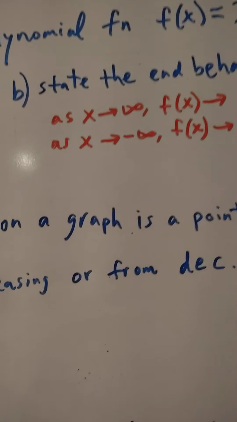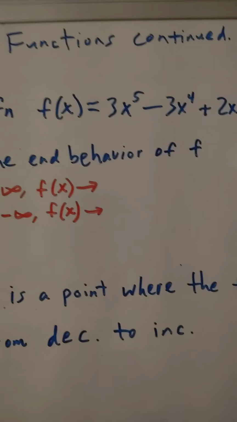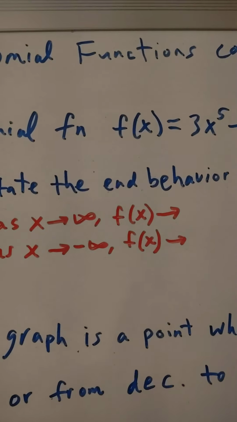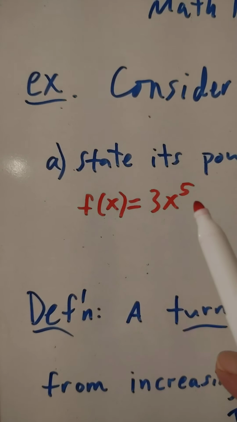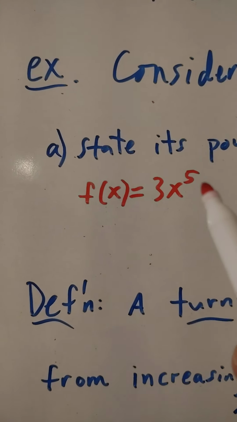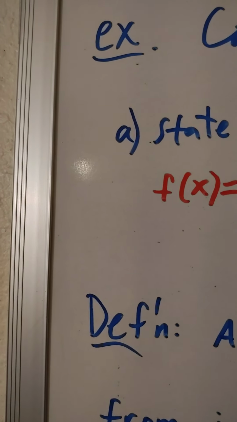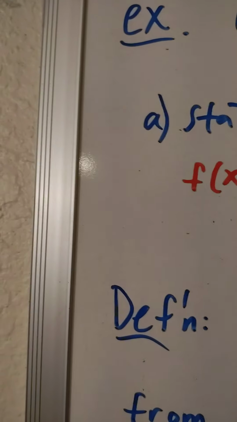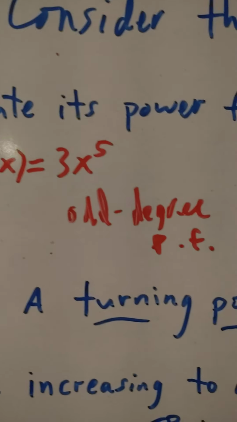So let's see what we got here. The end behavior of a polynomial function is described by its power function, and in particular whether it is an even degree power function or odd degree. Isn't 5 an odd number? So this is an odd degree power function. I'm going to write that down: odd degree power function. I'll write it as PF for power function.